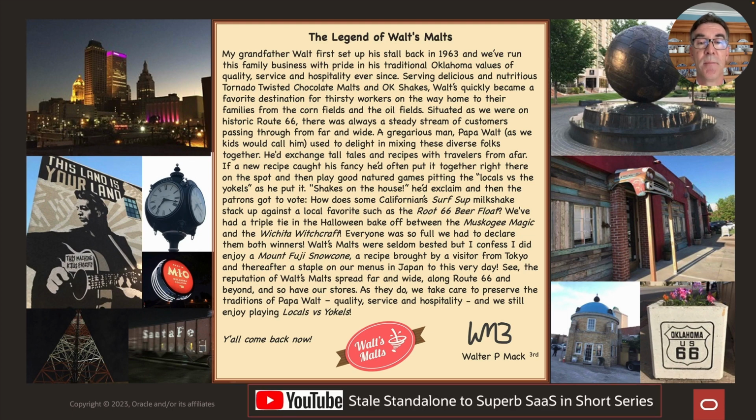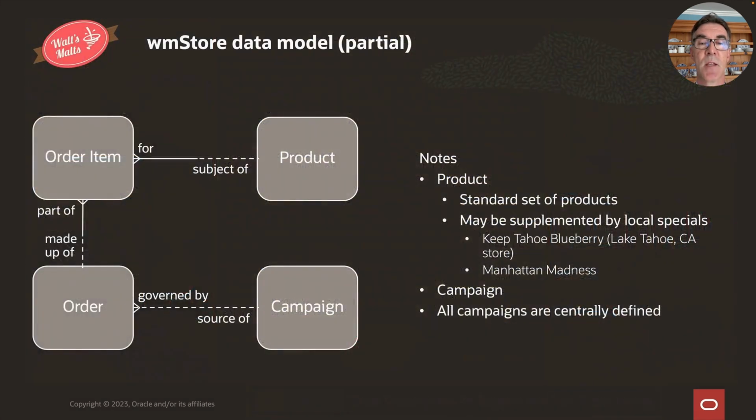For more details on this story, I have a YouTube playlist entitled Stale Standalone to Superb SaaS in a short series. Here, I'll briefly touch on some of the main points. Operations are managed by a homegrown application called wmStore for Waltz Maltz Store. Here's an excerpt of the wmStore data model. Each customer's order may include one or more items, each for a specific product on the menu. Each order may be associated with a specific campaign. The business wants to track the relative success of various products and campaigns.